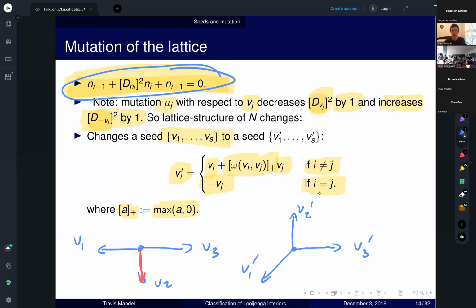Okay, yeah, thanks. Can I also ask a question? So the graph that you construct from the seed, it determines everything, right? That quiver, that graph, determines everything. And you could, of course, mutate, and that mutates your quiver. There's a version of quiver mutation. The quiver up to mutation totally determines your Looijenga interior up to isomorphism and deformation. Okay, thank you.